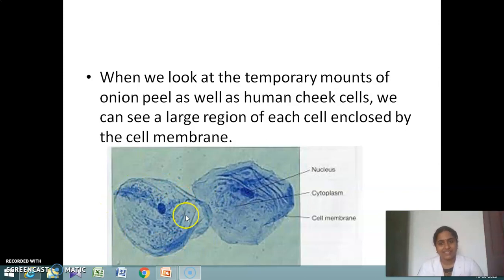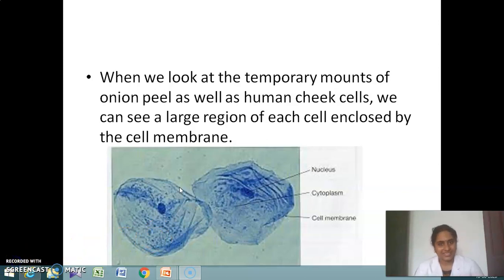Children, here we can see two cheek cells. Just observe them closely. You can see the cell membrane here and a centrally located nucleus. In between the nuclear membrane and the cell membrane, you can see some area which takes up very little stain. Stain means the colored solution which is added, isn't it? So this area takes up very little stain, and this area is said to be cytoplasm.